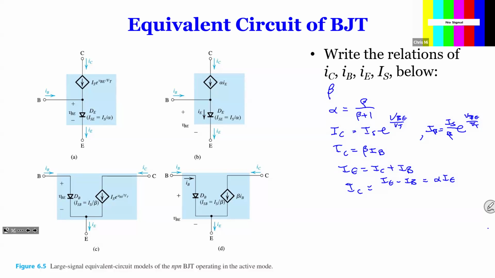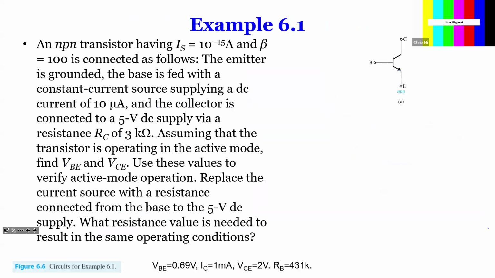Okay, so moving on, let's go through examples. This is a typical operation of a BJT. What is given? IS is given, beta is given. Those are the two basic parameters of a BJT.